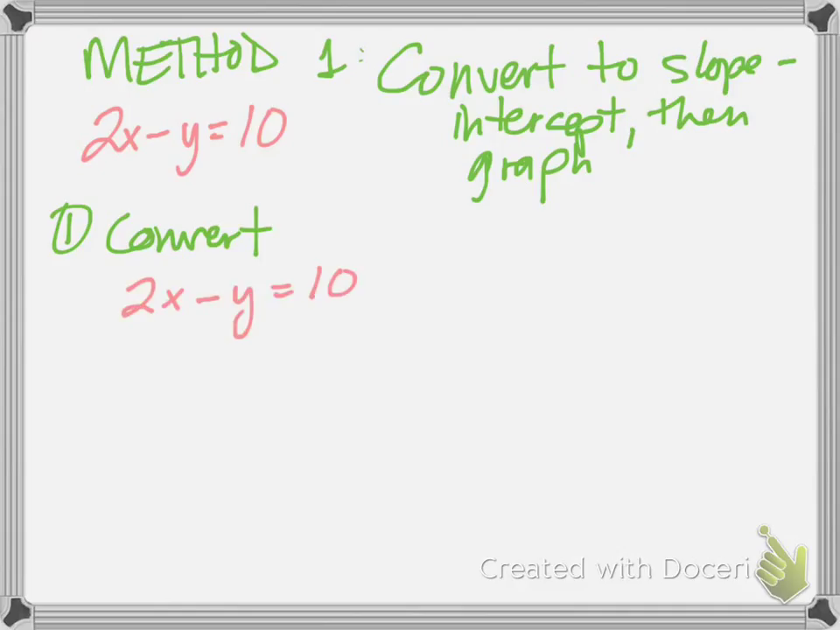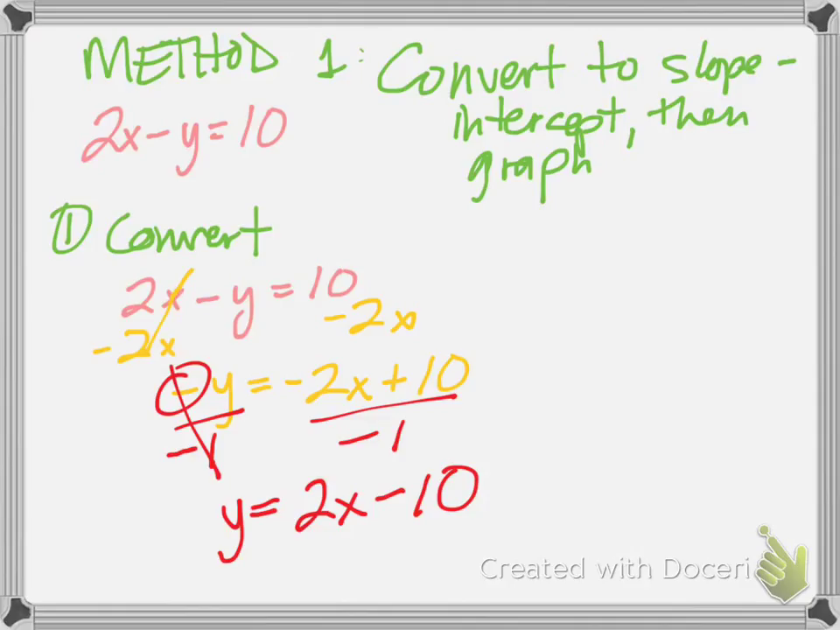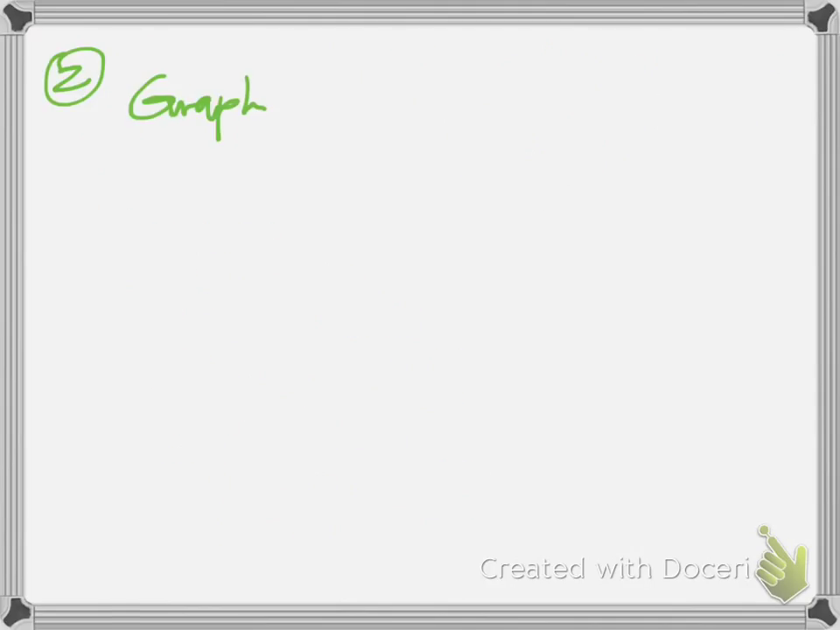2x minus y equals 10. Let's move the x by subtracting 2x from both sides. That cancels out. We have negative y equals negative 2x plus 10. And the final thing to do would be to deal with that negative right there. So we can divide by negative 1 on both sides, which would cancel that negative and change the signs on the right side. So instead of negative 2x, we'll have positive 2x. Instead of plus 10, we'll have minus 10. Alright, so now that I've converted, I can graph 2x minus 10.